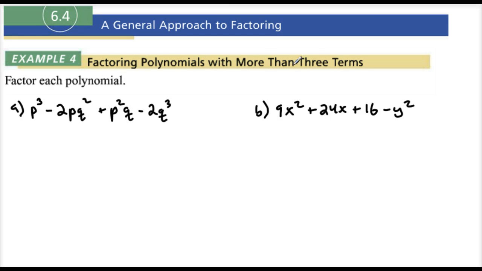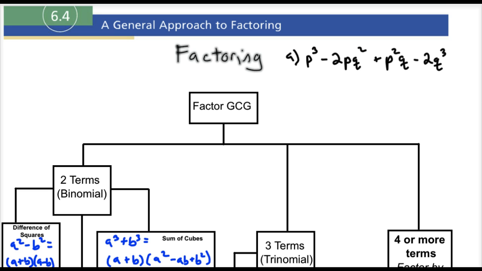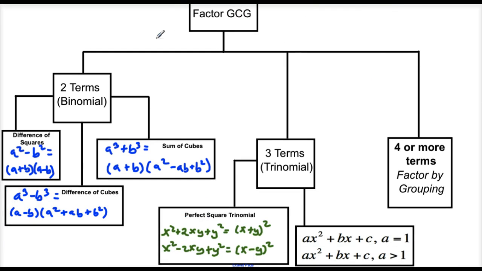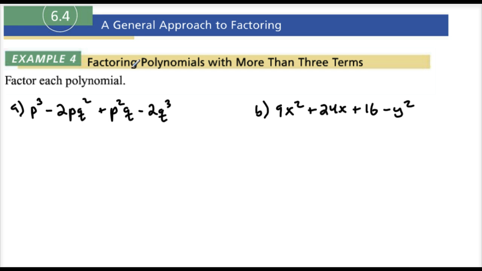Factoring polynomials with more than 3 terms. Alrighty, so if we look back at our chart, we know that there's only one method we really use when there's more than 3 terms. So we have the binomials, we have the trinomials, and if you have more than 3, then you're going to factor by grouping. That's the method we're going to do now, and we learned that in the first section in 6.1. So let's go ahead and practice that now.